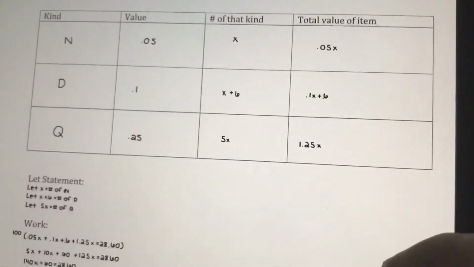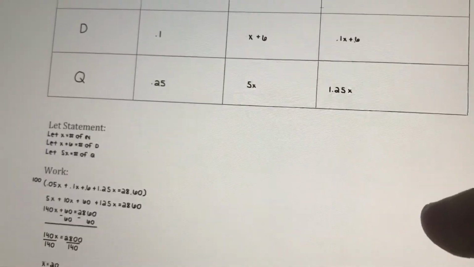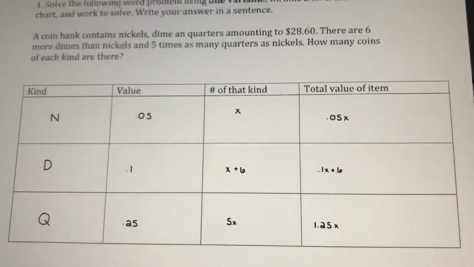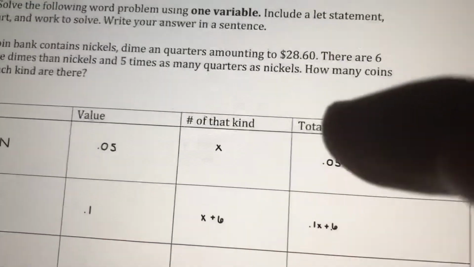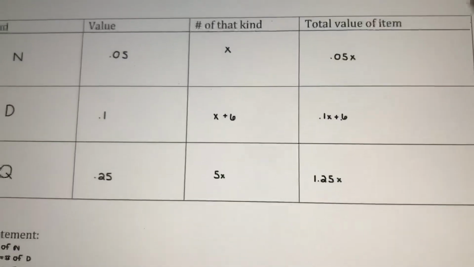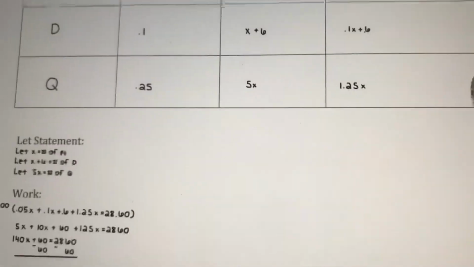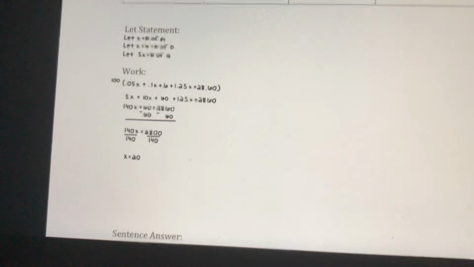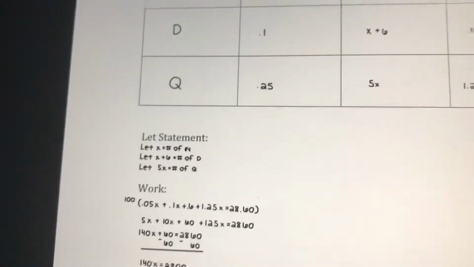The next step would be to form an algebraic equation or inequality based on how the problem was written. In this case, it would be an equation because it says amounting to $28.60. So you would add up the total values of the items to equal $28.60. Now you have two options. You can either work with the decimals or you can cancel them out. I chose to cancel them out by multiplying by 100 because I feel like it makes the problem easier.